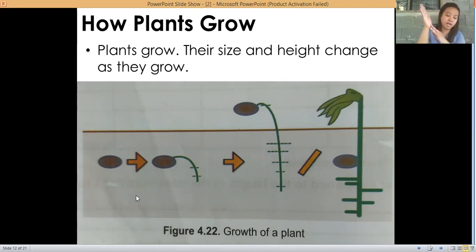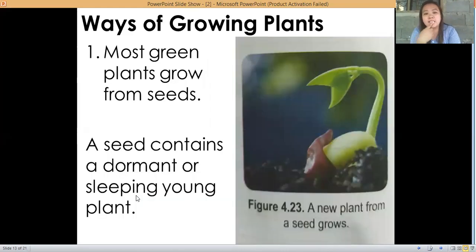The stem grows upward and spreads out in different directions. More branches come out, and the size and number of its leaves also change. Its roots continue to grow and develop. Some spread out sideward, while others grow deeper into the soil. Now we're going to learn the ways of growing plants. The first one is through the seed. Most green plants grow from seed.